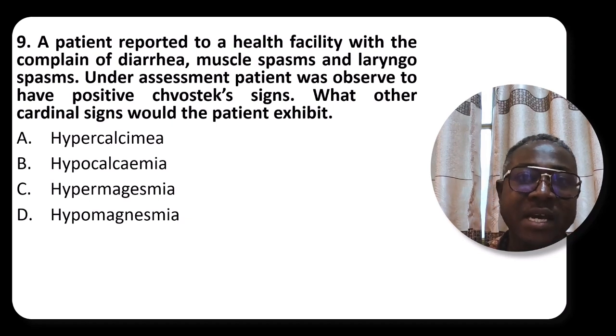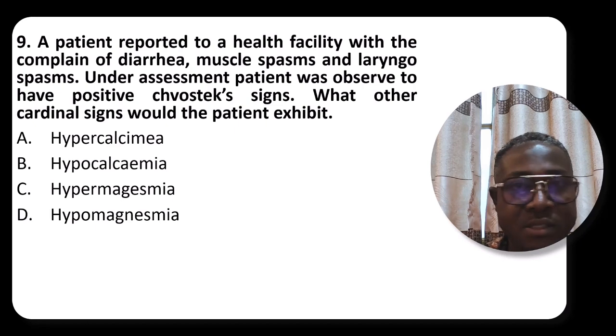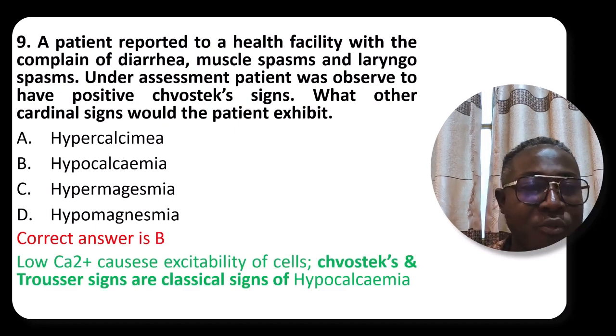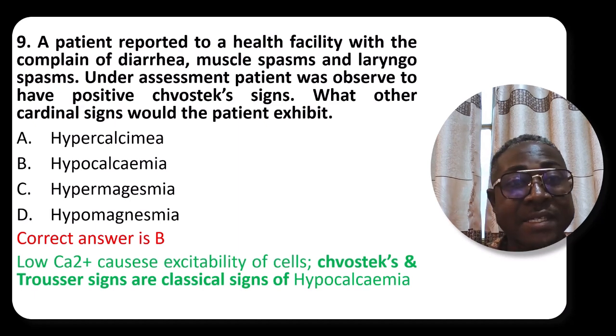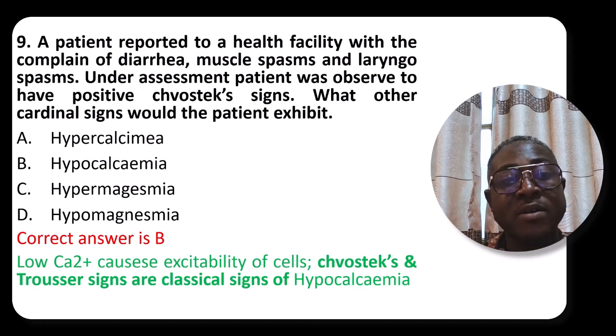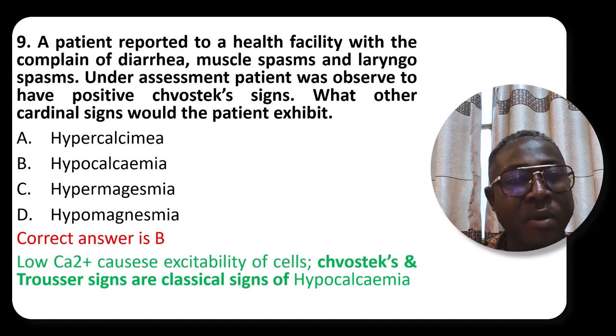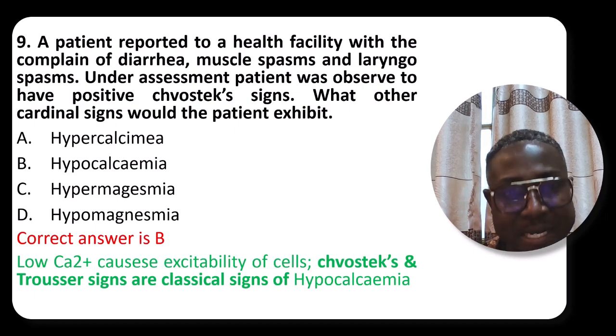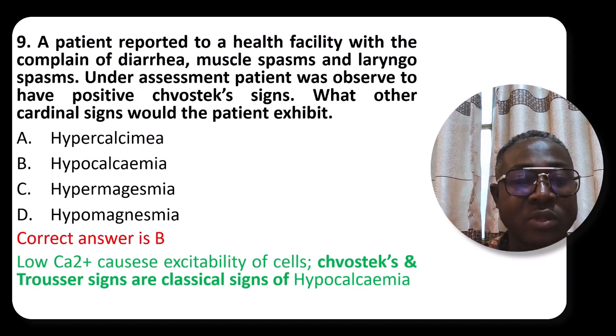Alright, so the correct answer here is B, hypocalcemia. And you understand that C and A are out. So now we think about B and D. But when you look at the stem of the question, there's a certain cardinal sign, positive Chvostek sign. Positive Chvostek and Trousseau signs are cardinal signs of what? Hypocalcemia. So the answer is what? B.